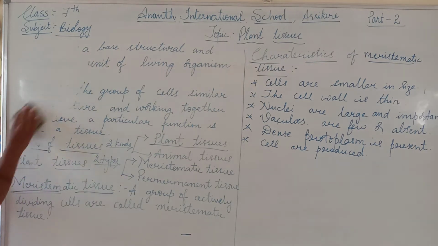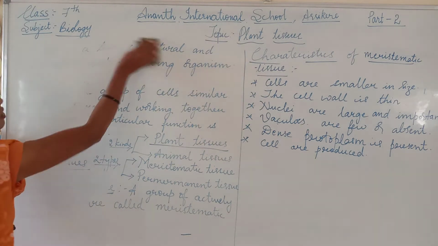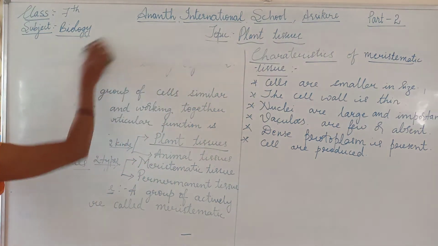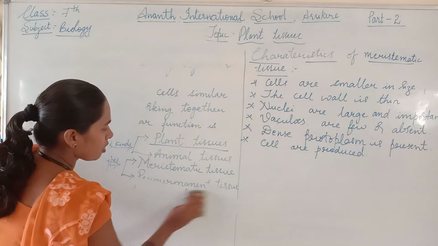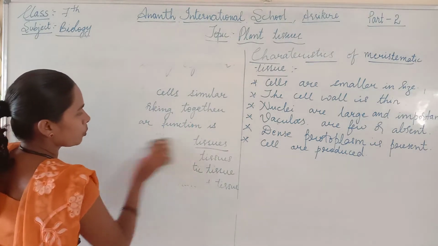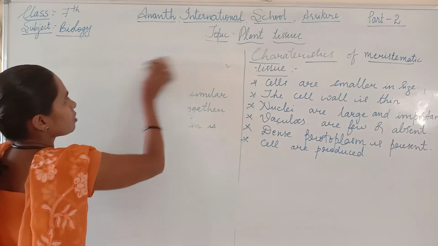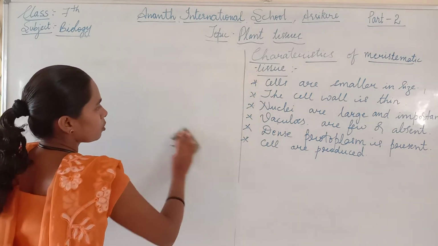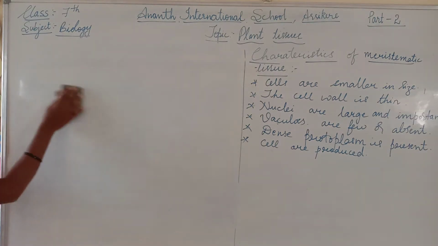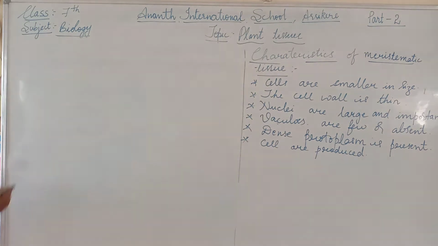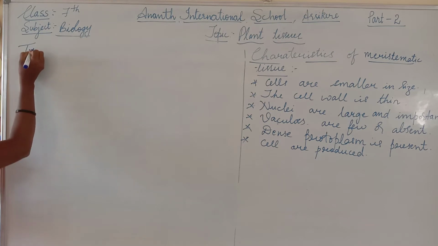Now we shall move to the types of meristematic tissue. Mainly there are three types of meristematic tissue. But in our syllabus they have given only two types, though mainly there are three. The first one is the apical meristematic tissue, the second one is the lateral meristematic tissue, and another one is the intercalary meristematic tissue.